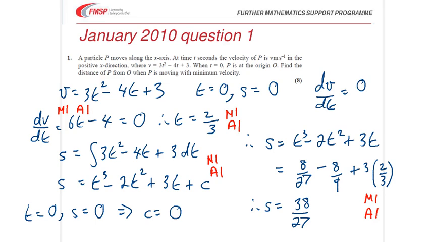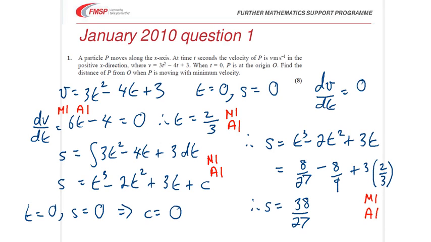As you read through the question, you'll see, first of all, it tells you the velocity of a particle at time t. It also tells you that at t is 0, it's going through the origin, so s equals 0, where s is the distance from the origin. And we've got to find the distance of p from the origin when it's moving with minimum velocity.